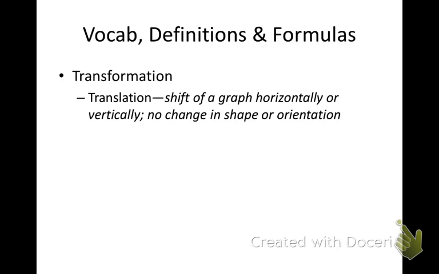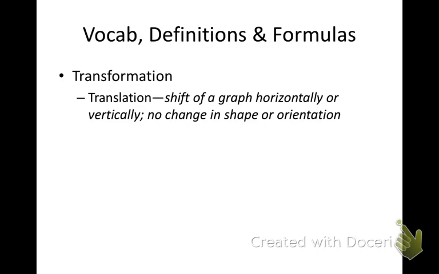The last definition, or last two, is transformation. Transformation is just a change in size, shape, or position of the graph, and that's caused by changing of the equation. And in this concept, we're going to look at translations in particular. So this is just what we call a shift of a graph. And so that means it's going left or right, which is horizontally, or up or down, which is vertically. There is no change in shape or orientation.